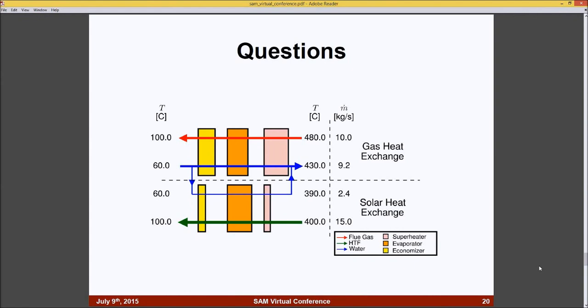What would you say would be the biggest improvement to SAM to enable further research in this particular area?